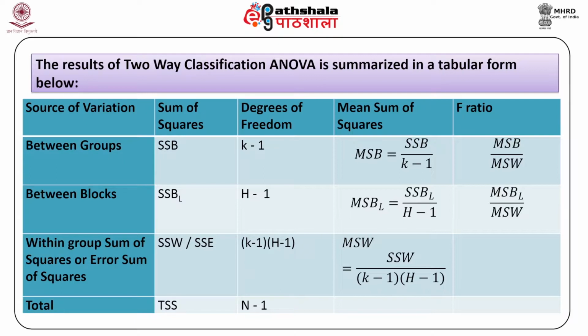What are the F ratios? The first F ratio, between the groups, is MSB upon MSW, and the second F ratio, between blocks, is MSBL upon MSW. Note that we can calculate two F values by using the mean sum of the squares between groups and the mean sum of the squares between blocks. The ratio of MSB to MSW is used to see whether population means vary across treatments, and the second ratio between MSBL and MSW is calculated to test whether population means differ across blocks. So we can test two hypotheses with a two-way ANOVA table. That is the advantage of two-way ANOVA.